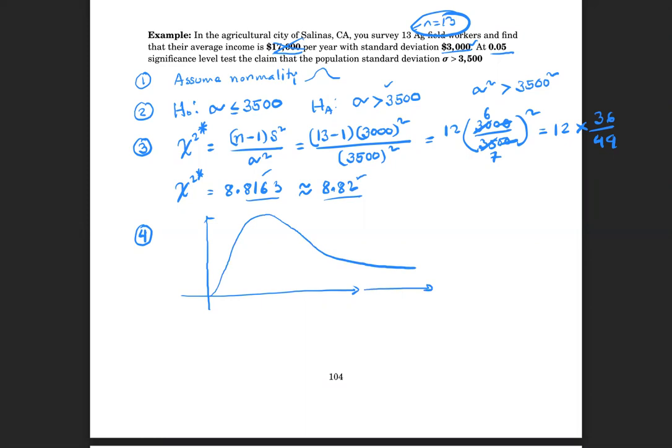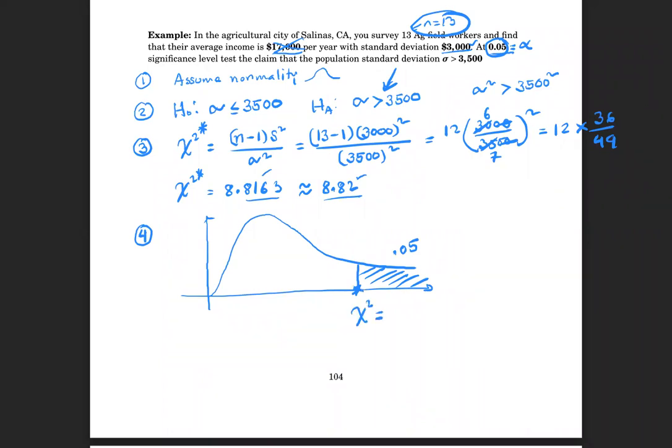Now, do we do a right tail test or left tail test? Look at here, it is greater than, so you're going to do a right tail. So this area to the right is going to be alpha, which is 0.05 right here. Now we are going to have to get the chi-square value here.